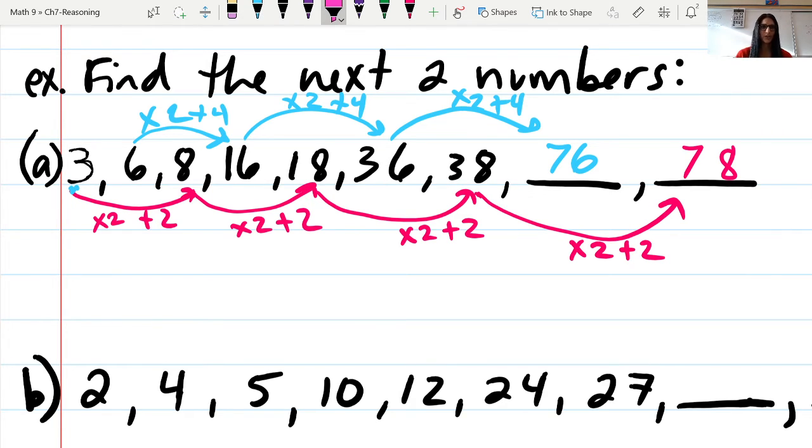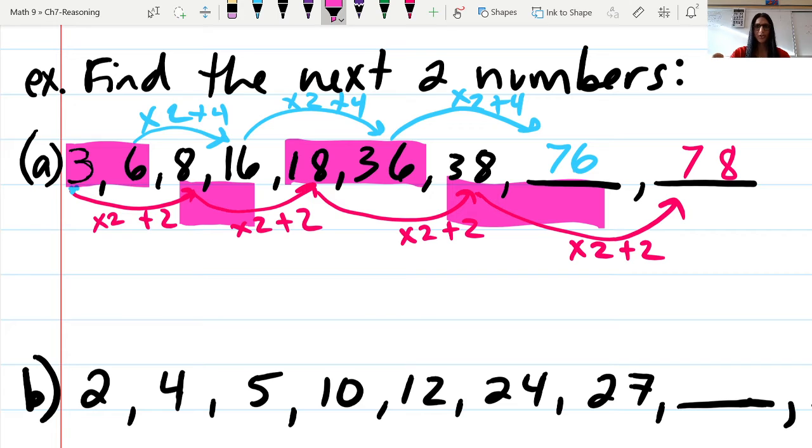And then another way that we could look at it is I also noticed this. If I zoom in on these, 3 and 6, well, 6 is double 3. And then if I look at the next two, 8 and 16, I'm going to do this underneath. So you can see that 16 is also double of 8. So that makes sense. 18 and 36, yeah, that makes sense. So the two numbers that are side by side have a relationship. So 38, if I multiply that by 2, I do get 76. So this whole pattern makes sense as well. There's another way that I see a pattern standing out to me. So there's lots of different ways of approaching this.